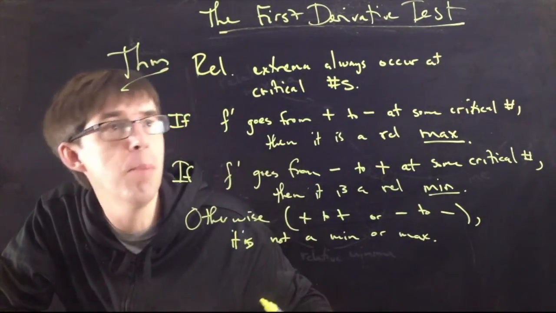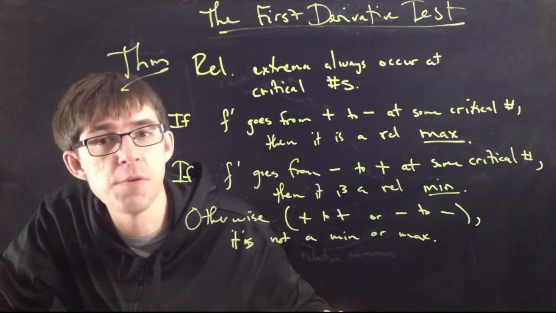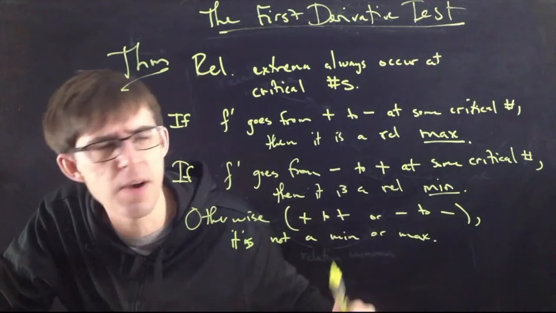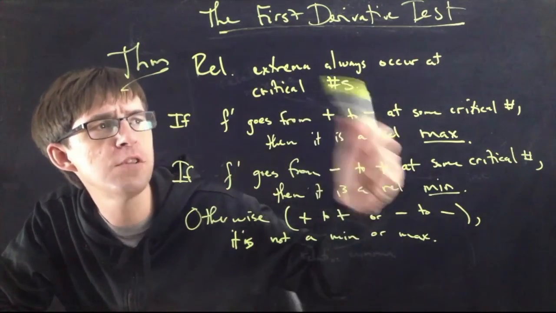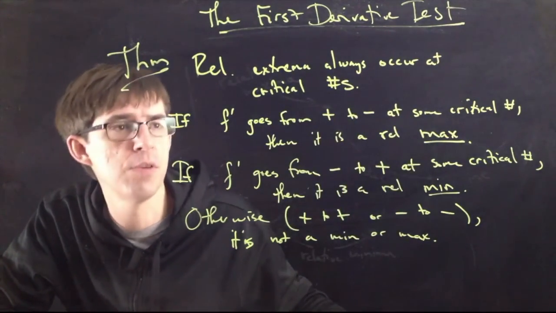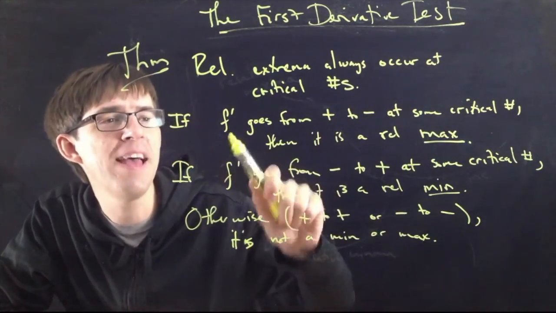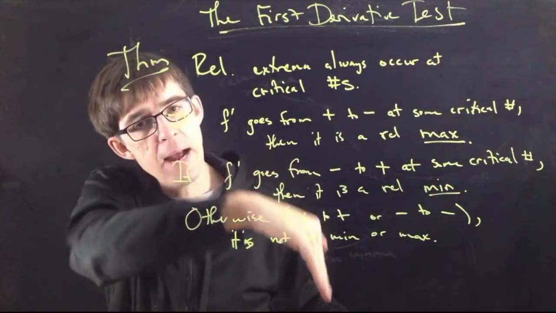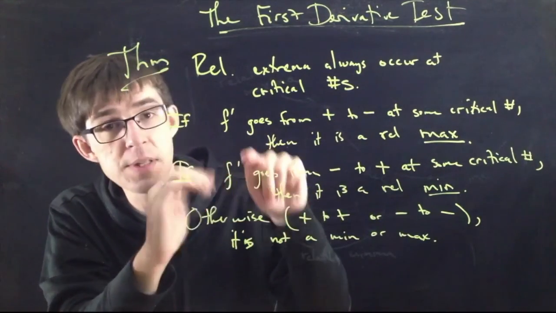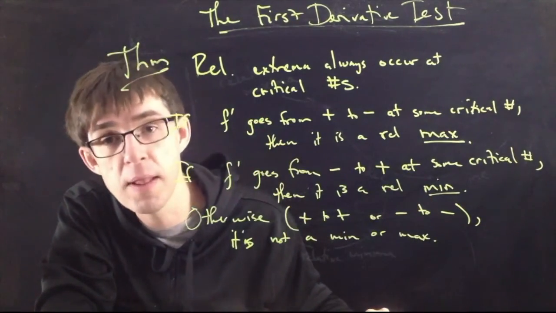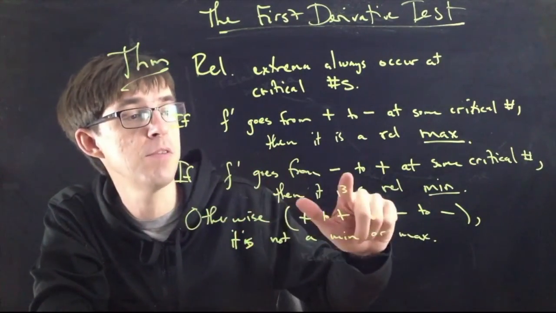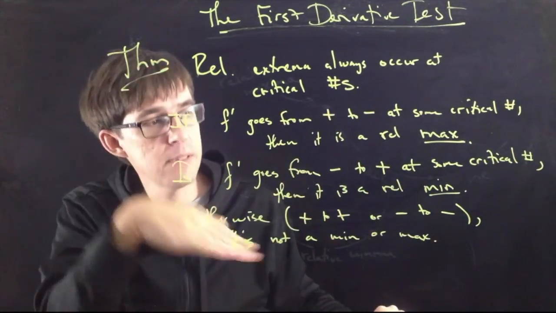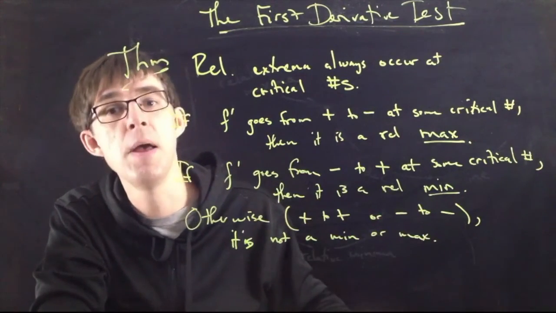I'm going to write it as a theorem. Theorem is just a fancy word for a true fact that you can prove mathematically. We're not going to prove it. I think it's actually kind of obvious if you think about it in the proper way. First of all, the relative extrema always occur at the critical numbers. If f prime goes from positive to negative, that means the graph is going up and then down again. At that point, your point was at the top of the hill, and so it is a relative maximum. If f prime goes from negative to positive, that means it was going down and then back up. Then your point is at the bottom of the hill, and so it is a relative minimum.